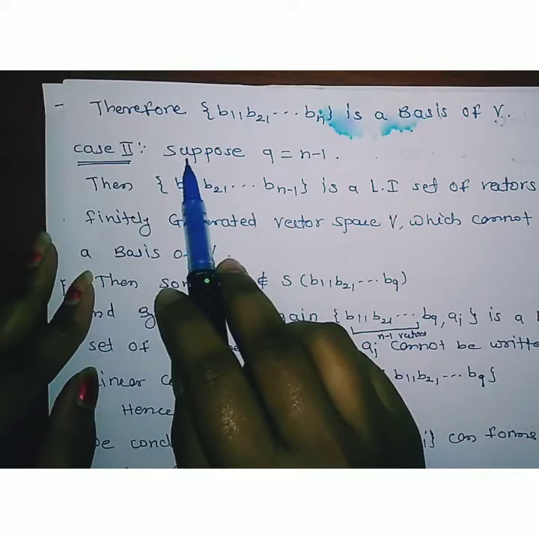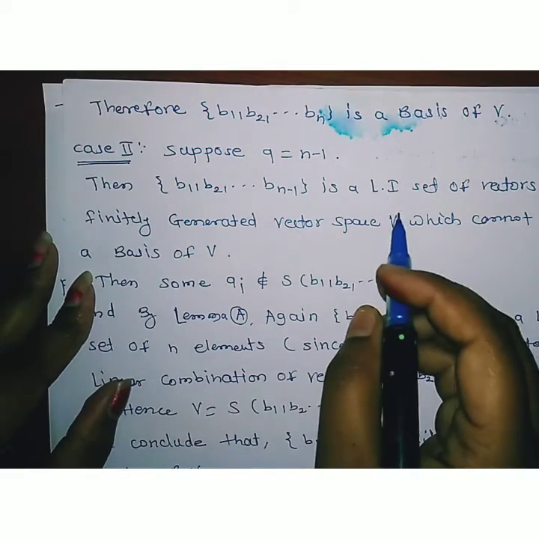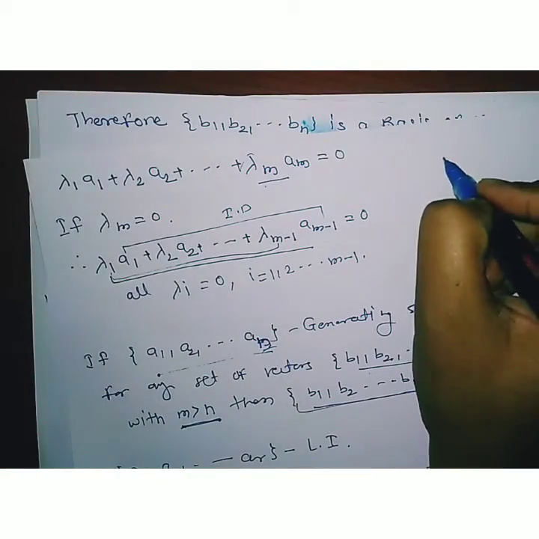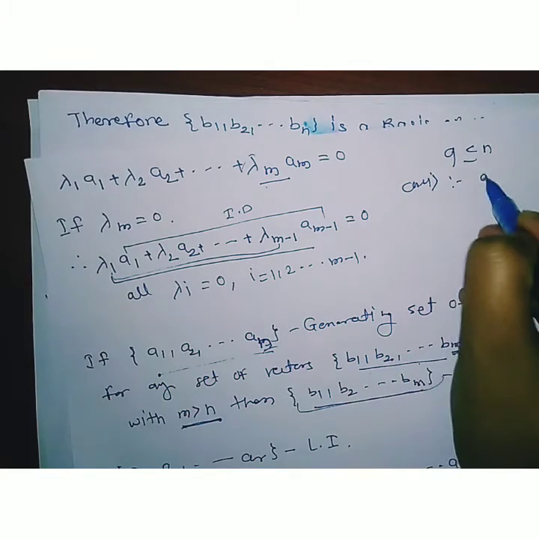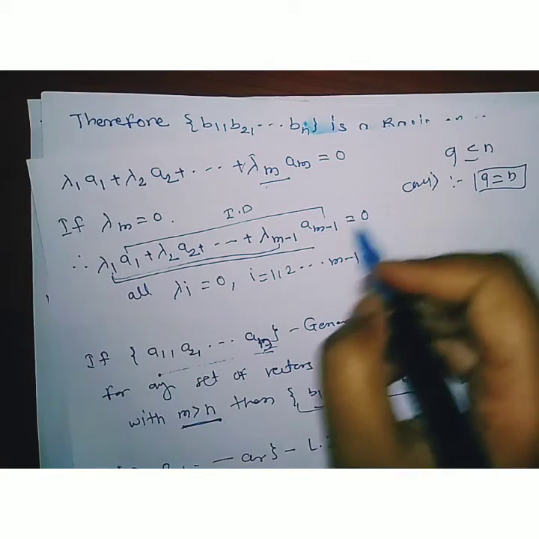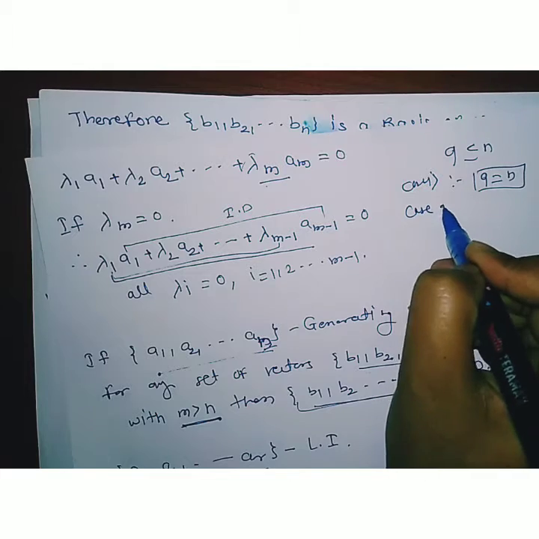Now the second case. In the first case, we have given q is less than or equal to n. The first case is q equal to n, and this is proved.